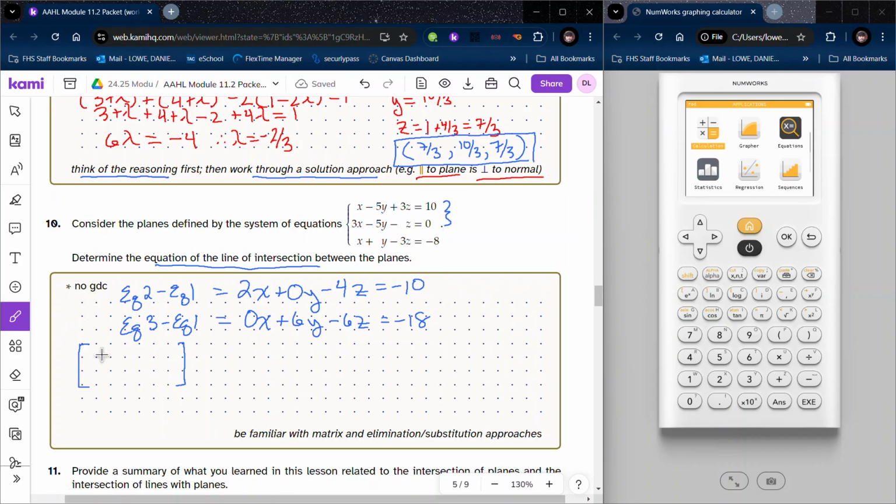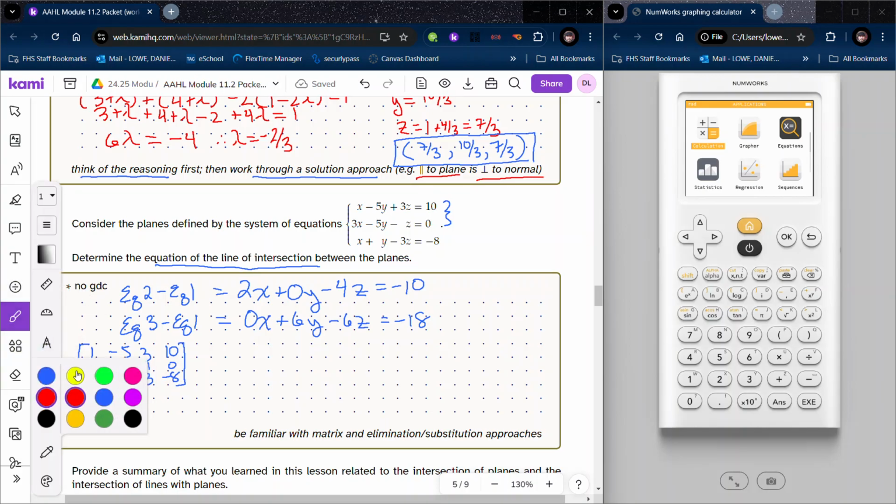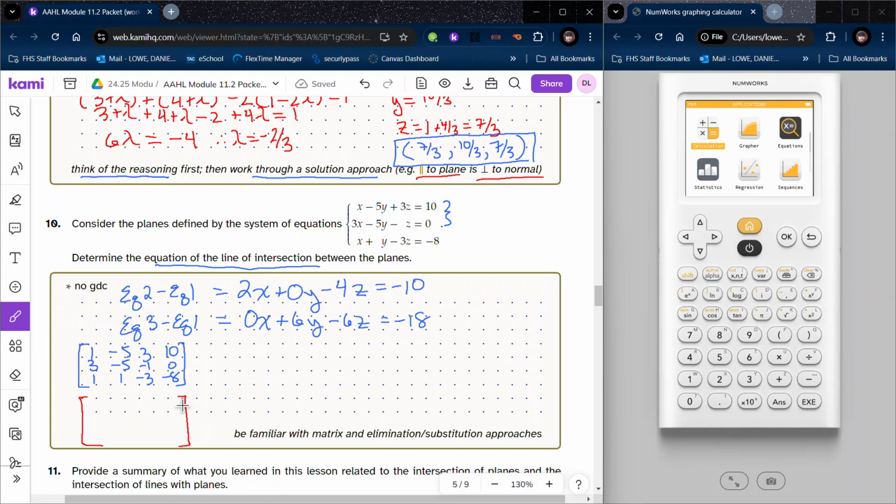That matrix approach would just be saying 1, negative 5, 3, 10; 3, negative 5, negative 1, 0; and 1, 1, negative 3, negative 8. If I'm going to do row reduction with those items, I like that I have a 1 in this first spot, so that's going to stay with R1.